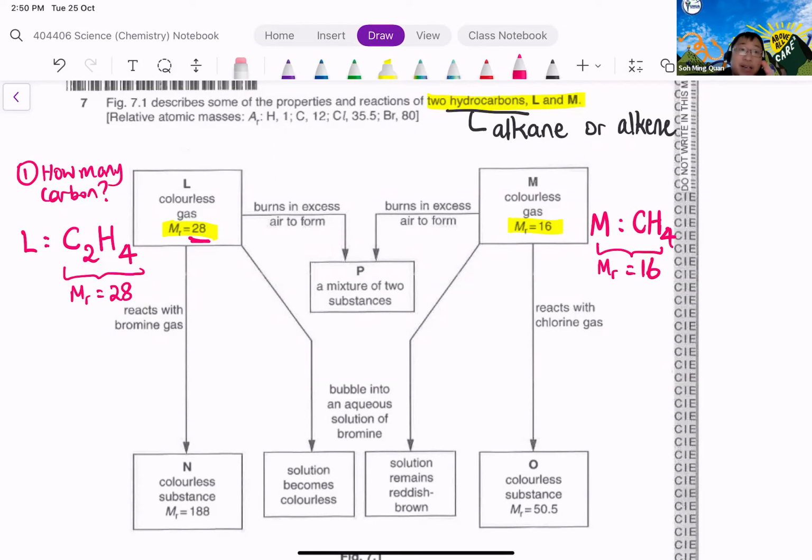So based on the MRs, I actually can work out what they are, right? So once you know the formula, the next step is of course to work out the name. CH4 is methane, so it's an alkane. C2H4 is ethene, alkene.